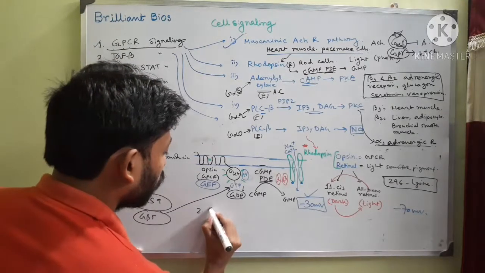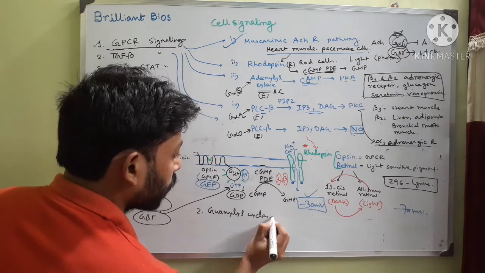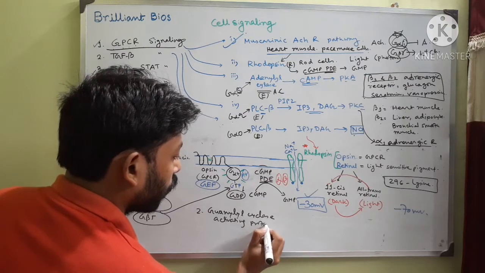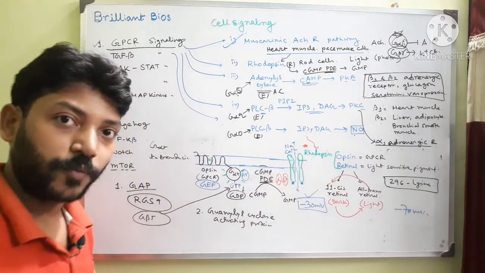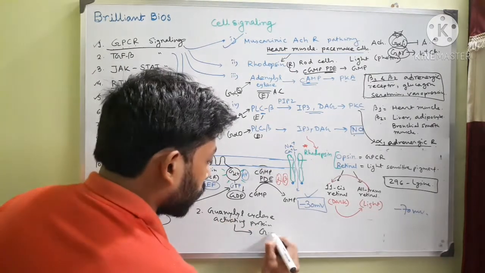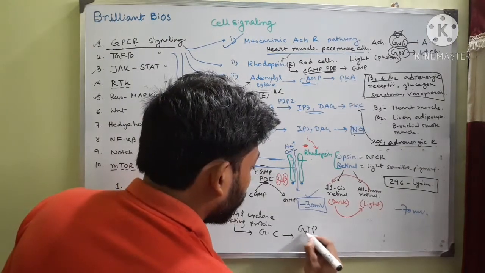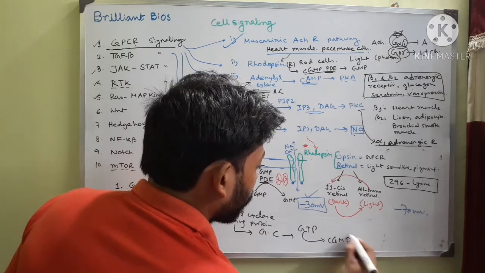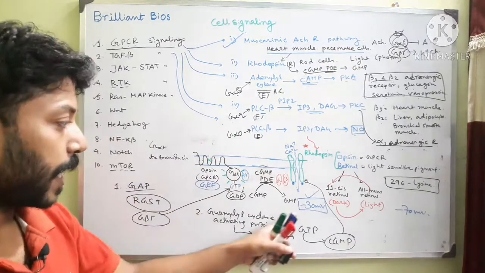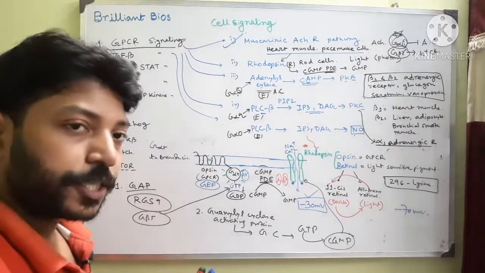The second mechanism is that when calcium levels fall, some proteins get activated. These are called guanylyl cyclase activating proteins. When the level of calcium falls, this protein gets activated, and it activates the guanylyl cyclase. When guanylyl cyclase gets activated, it converts GTP into cGMP, and then the cGMP can bind with this channel, and the channel can open and sodium can enter, so it can sense that it is in dark conditions. So this is called adaptation.